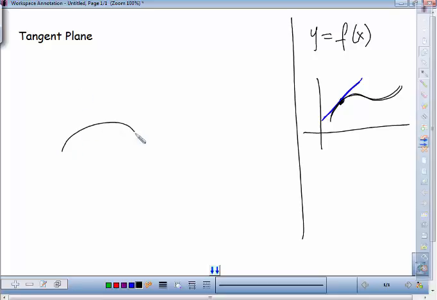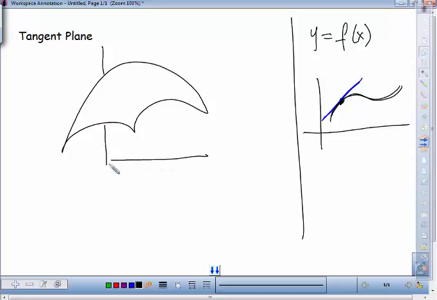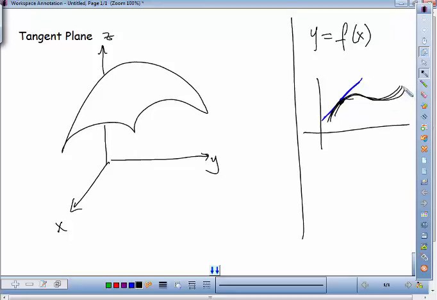So let me introduce you to my generic function. I'm going to draw this a lot. So you know in calculus 1, when somebody draws a generic function y is equal to f of x, they just kind of draw a wavy function off to the side. So this is like a 3-dimensional version of that.